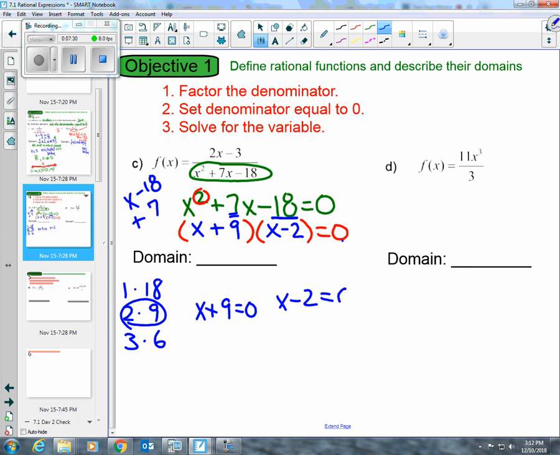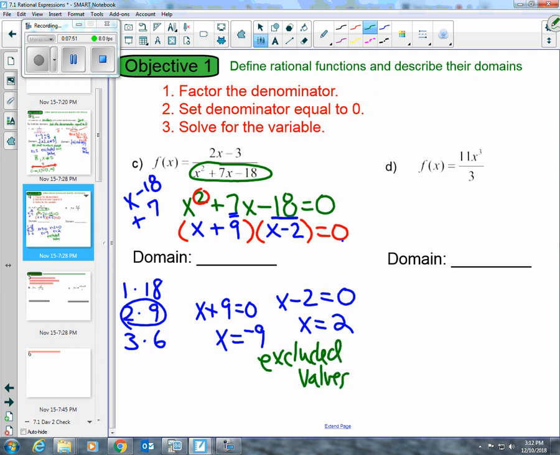So what are our possible excluded values here? Well, just go ahead and solve each of those for x. So subtract 9 and add 2. So we have two things that are excluded, two numbers that won't work. We can use everything in the domain of the function except for these two values. So these are our excluded values, the ones that we're going to leave out of the domain.